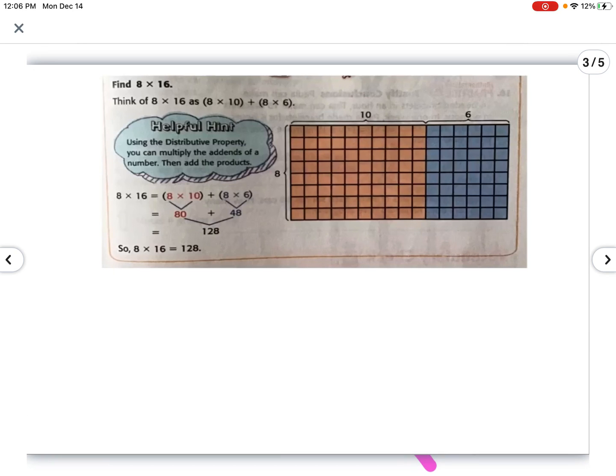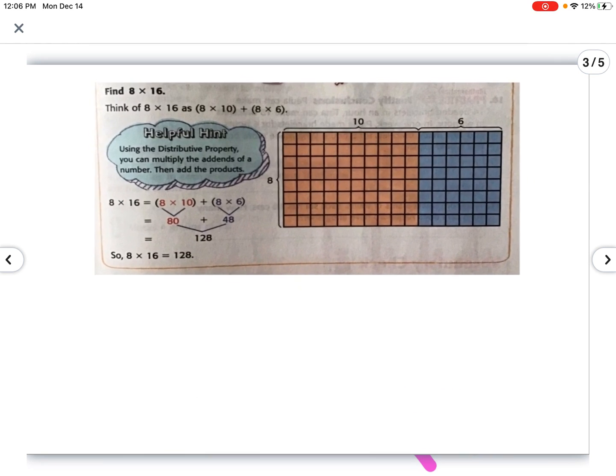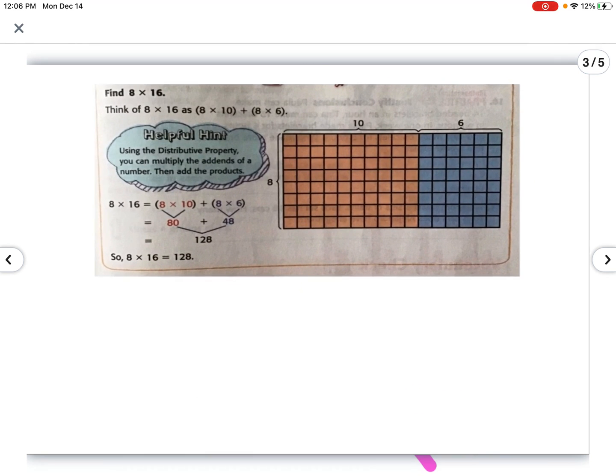Here's another way to look at the same problem of 8 times 16. So here they have it written out in expanded form, and you can kind of think of it like our area model, where we have 8 times 10, and then 8 times 6. 8 times 10 would be 80. 8 times 6 is 48. Now we would just add those together, and we would have 128.